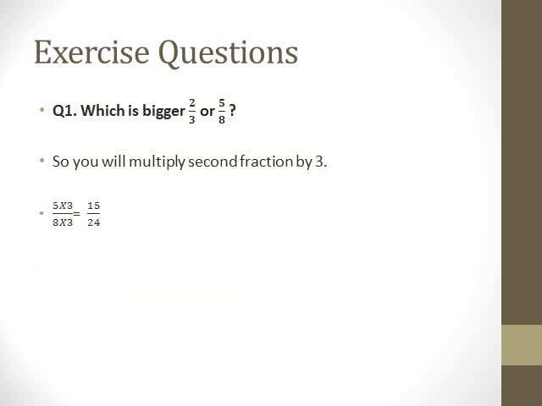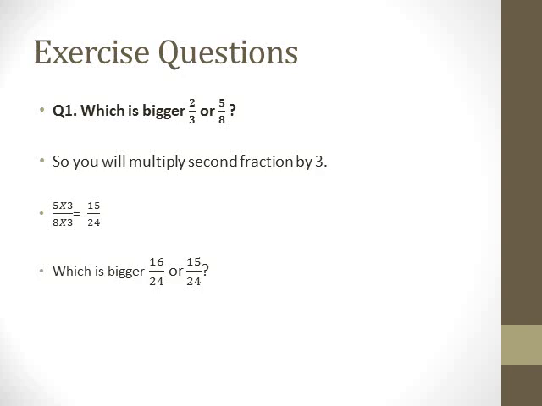As you know, I will not multiply 8 by 3 in only the denominator. As per the rule, I will multiply 3 by the numerator and denominator too. So for 5 over 8, I multiply 5 by 3 and 8 by 3. When I multiply 5 by 3, I get 15, and when I multiply 8 by 3, I get 24. So the answer will be 15 over 24.